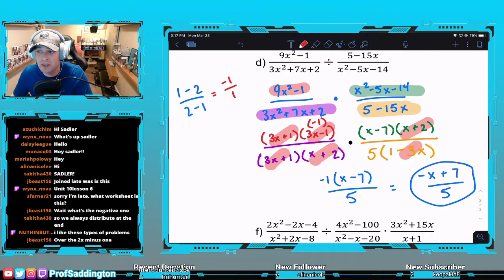Yeah, I like these type of problems too. These ones are probably my favorite ones to do because it's really just a puzzle. After you're done factoring everything and you're just canceling it out, you should see something in simplest form.